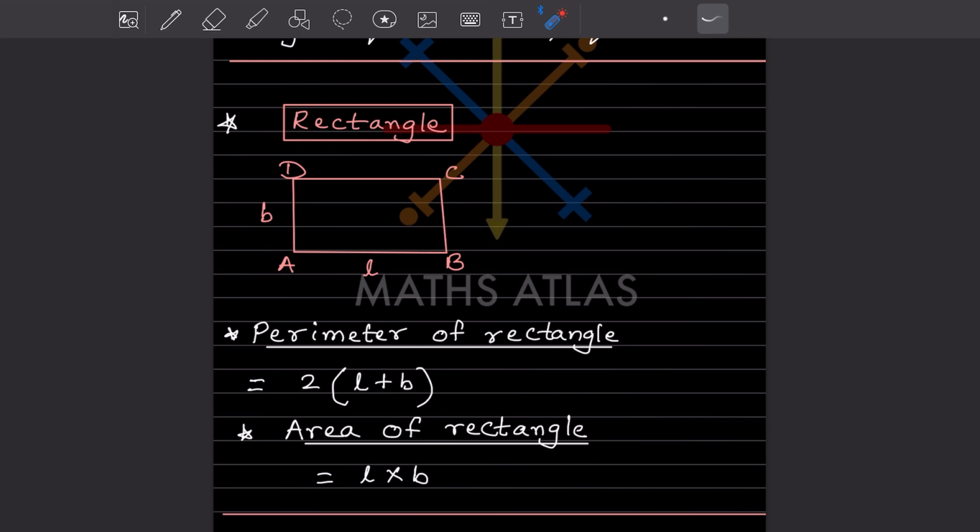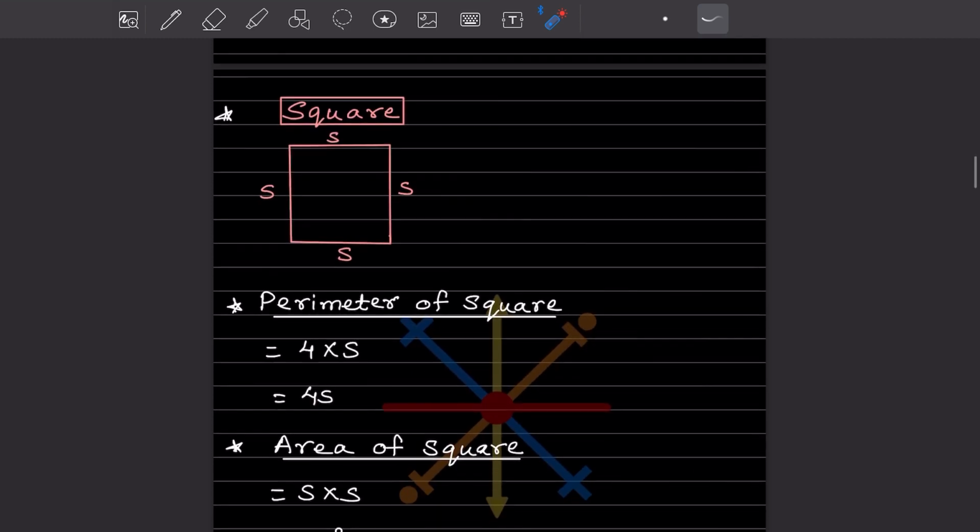Now for the area. Area is nothing but you will take this length and this breadth once and you are going to multiply it. So now see the difference between the perimeter of a rectangle and the area of a rectangle. I have written it over here. You will draw the diagram, write the heading rectangle, and write it in your notes. Now if we take a square.